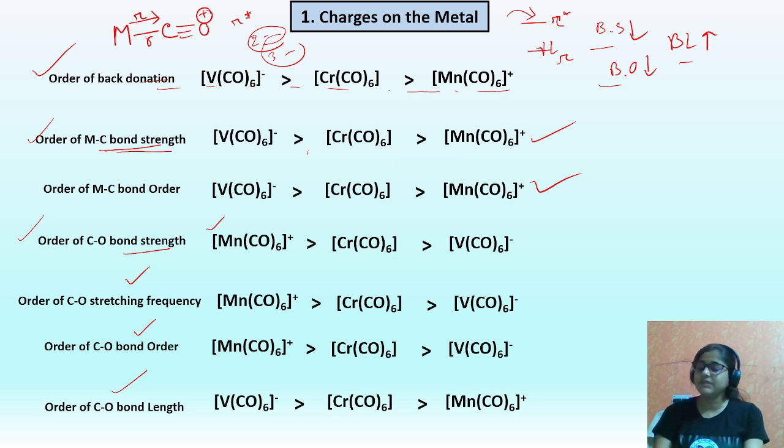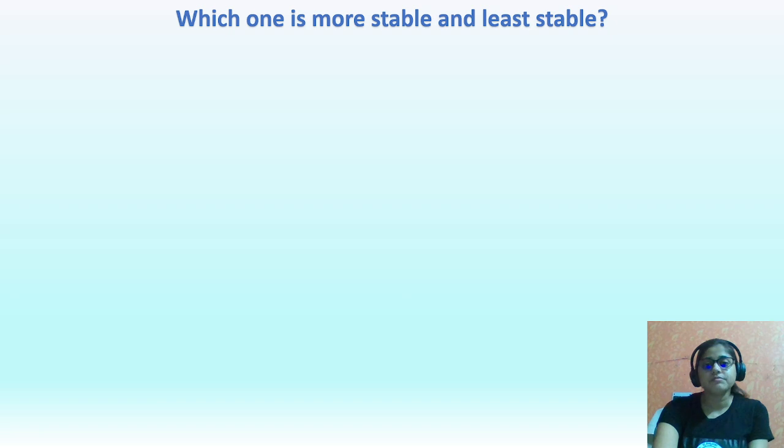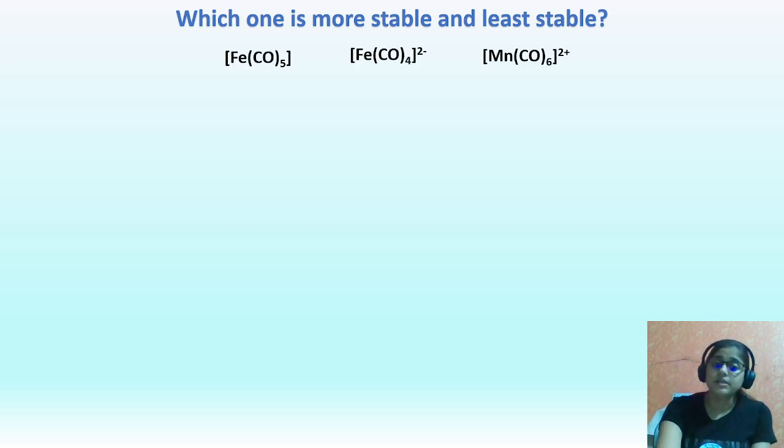Just understand, as I have previously told you, how the facts are related. That will only help you in question solving. Fine. In previous years, that kind of questions were asked. That's why I am telling you again and again. Now, one question is there: which one is more stable and which is least stable? We were talking about M-C bond strength, CO bond strength, bond order, etc. Now, which one is more stable among these complexes? How can we say that?